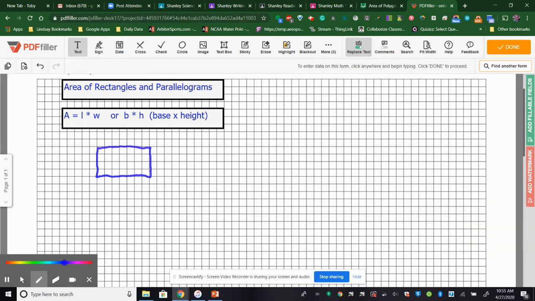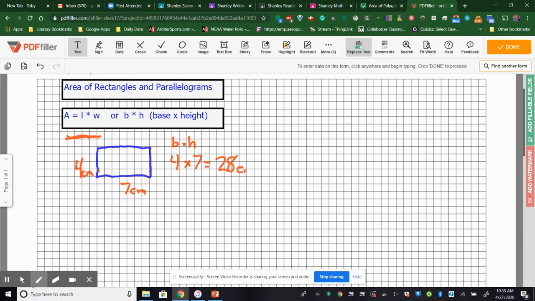So here I have a rectangle and we have 1, 2, 3, 4. So we'll say this is 4 centimeters. And then this is 1, 2, 3, 4, 5, 6, 7 centimeters. So knowing that to find the area is length times width, we know that we need to multiply 4 times 7. Okay, that's length times width or base times height, as I said earlier. So 4 times 7 is 28.